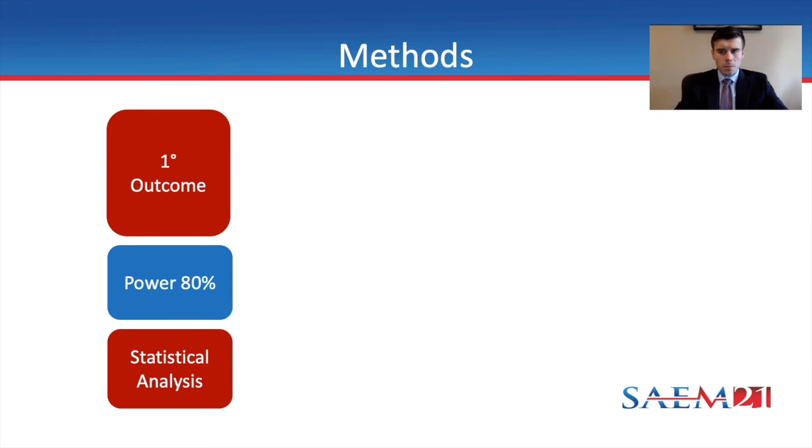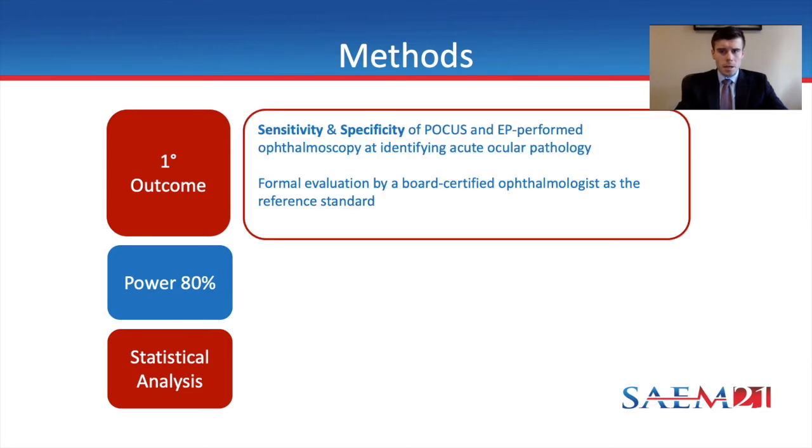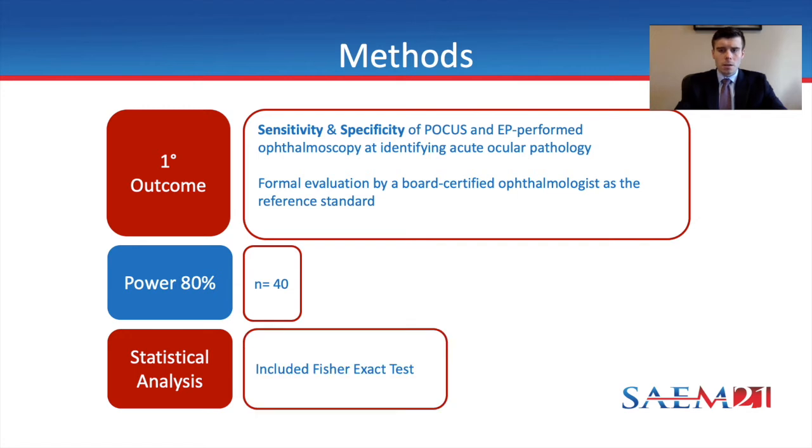The primary outcome was the sensitivity and specificity of POCUS and of EP-performed ophthalmoscopy at identifying ocular pathology against formal evaluation by a board-certified ophthalmologist as a reference standard. Using a power analysis of 80%, our sample size calculation of 40 patients was based on previous data demonstrating a 50% difference in sensitivities between ocular POCUS and EP-performed ophthalmoscopy for diagnosing acute ocular pathology. Data are presented as proportions with 95% confidence intervals. Statistical analysis included the Fisher exact test.